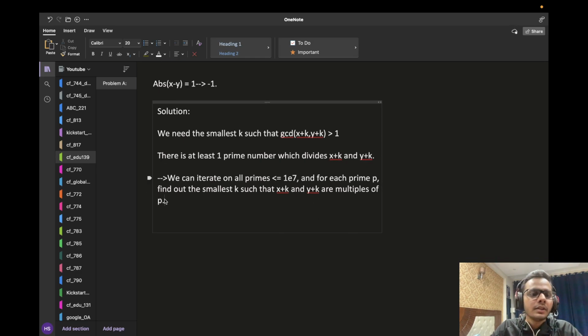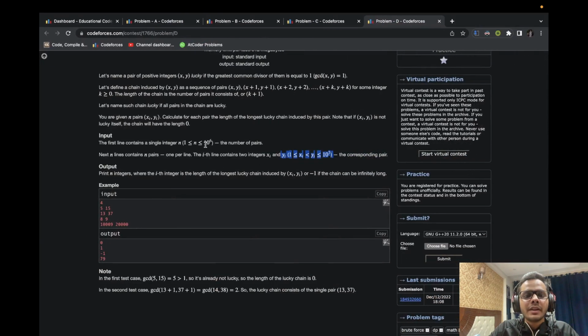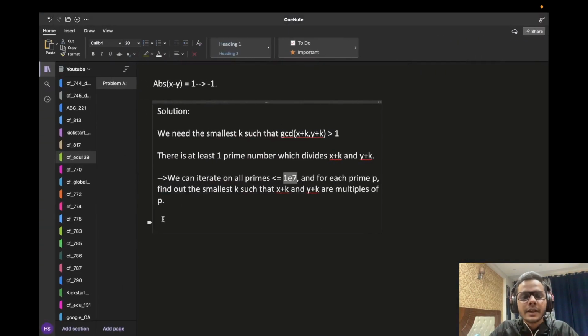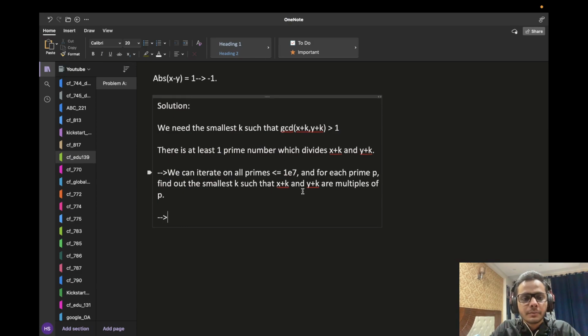If we can do this, then the problem will be solved, but obviously the number of primes smaller than or equal to 10 to the power 7 is a lot. There is another theorem in number theory that for a number n, the number of primes smaller than n is of the order n over log n. So for 10 to the power 7, there are around 5 into 10 to the power 5 prime numbers, and the number of queries that we have is 10 to the power 6. If we try to naively do this, then this is going to TLE. So now we somehow need another observation. What will be this observation?